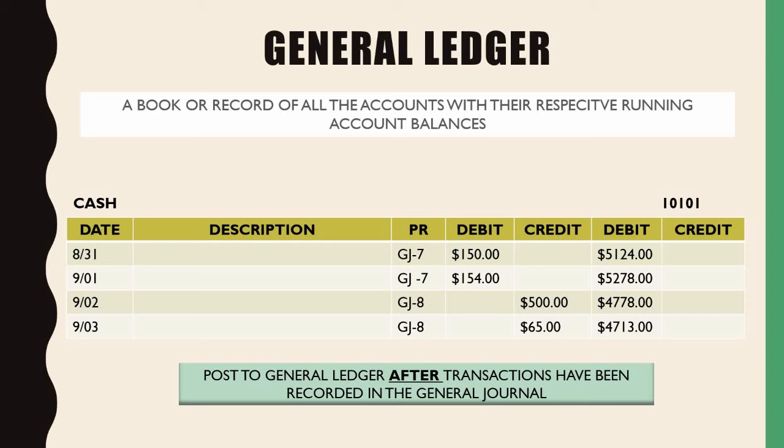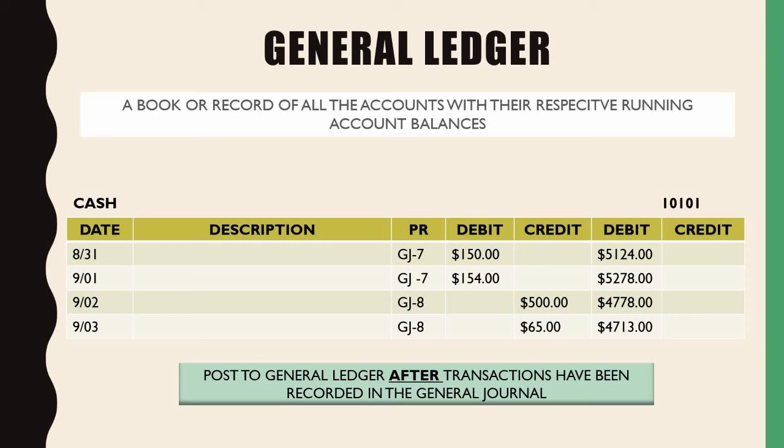And that is the difference between the journal and the ledger. In one, you're recording your daily transactions. Your ledger records your current balance in every single account. Okay? So for instance, here's our cash account. We started on August 31st with $5,124, right? On September 1st, we got a sale, so that's why we have $5,278. We increased our cash.